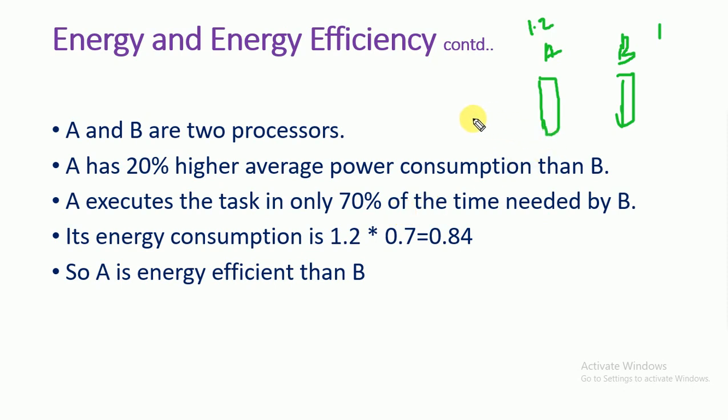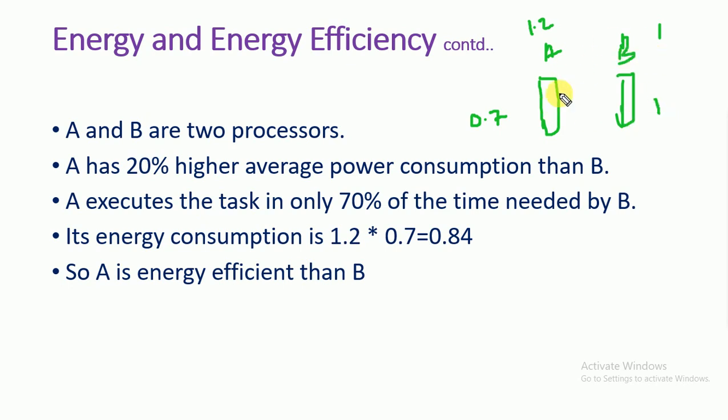So A executes a task in 0.7 times the time needed by B. B needs 100% time, while A requires only 0.7, 70% of that time. So B's power consumption is 100%, and B's task time is also 1.